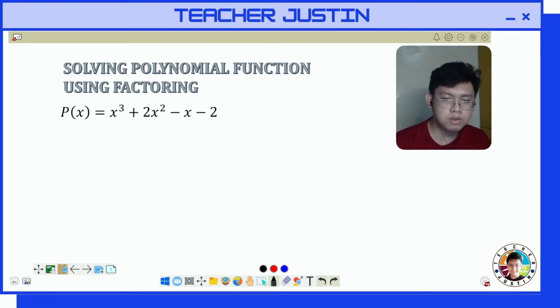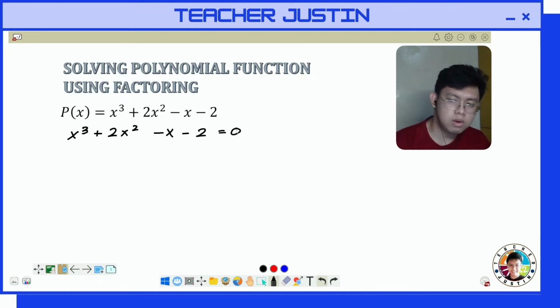So our first step is for us to equate this polynomial function to 0. So changing the polynomial function to 0, we will have x raised to 3 plus 2x squared minus x minus 2 and equate it to 0. Then after that, we will apply factoring by grouping. So we will group our first and second term and third and fourth term. Then add the addition symbol in between.